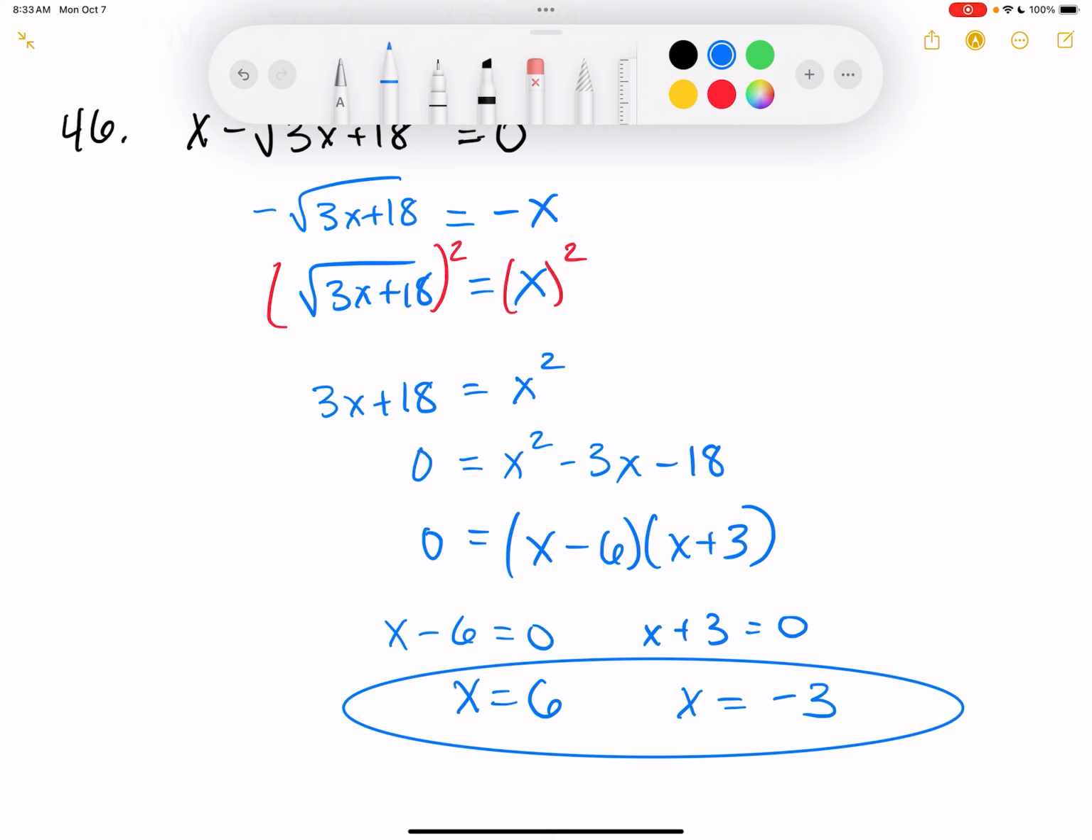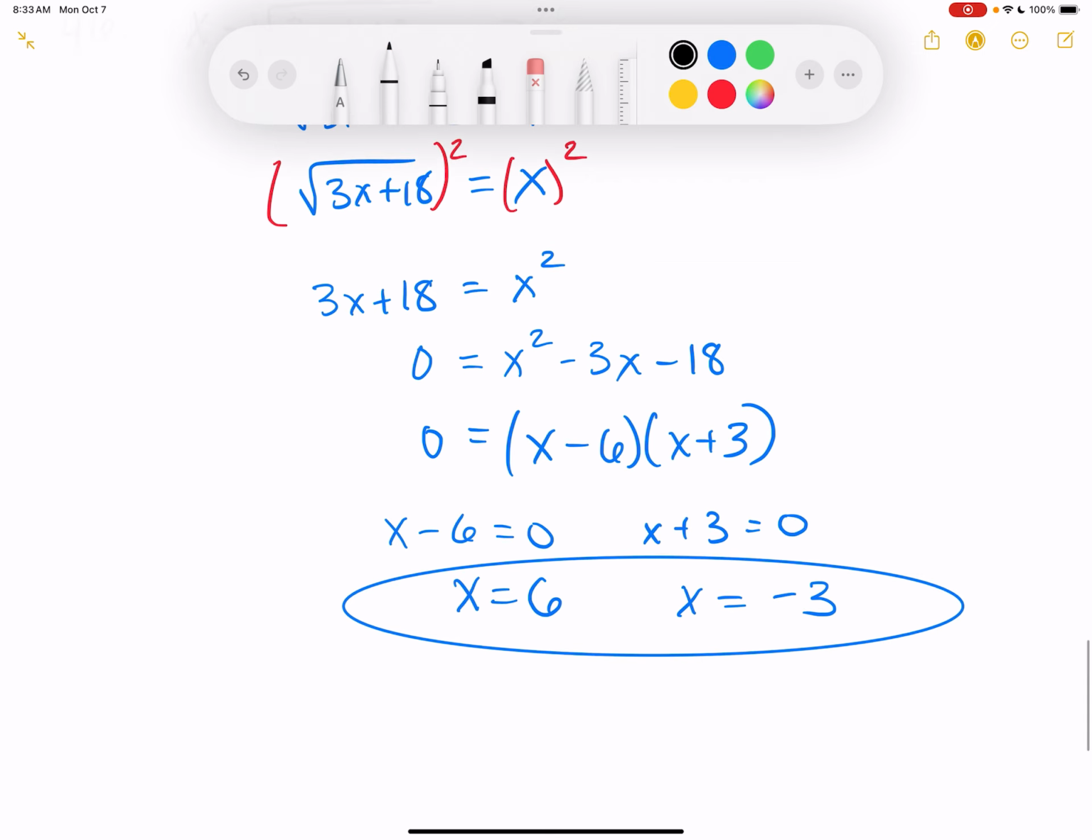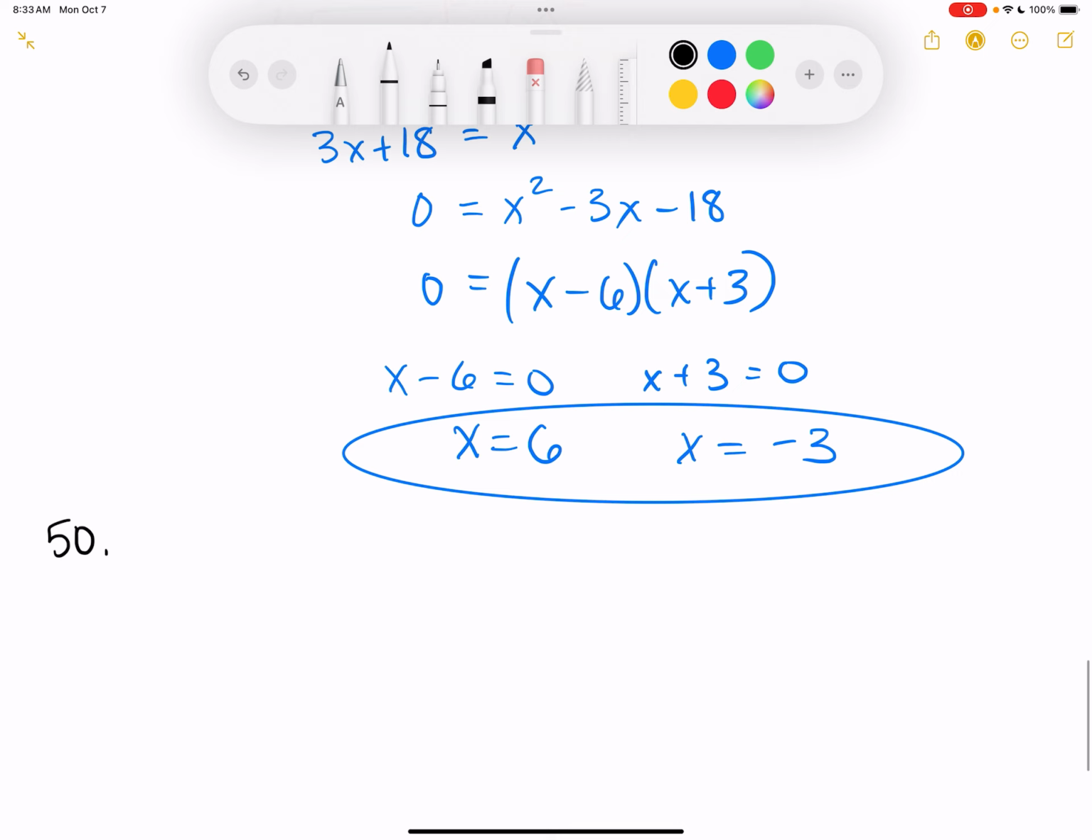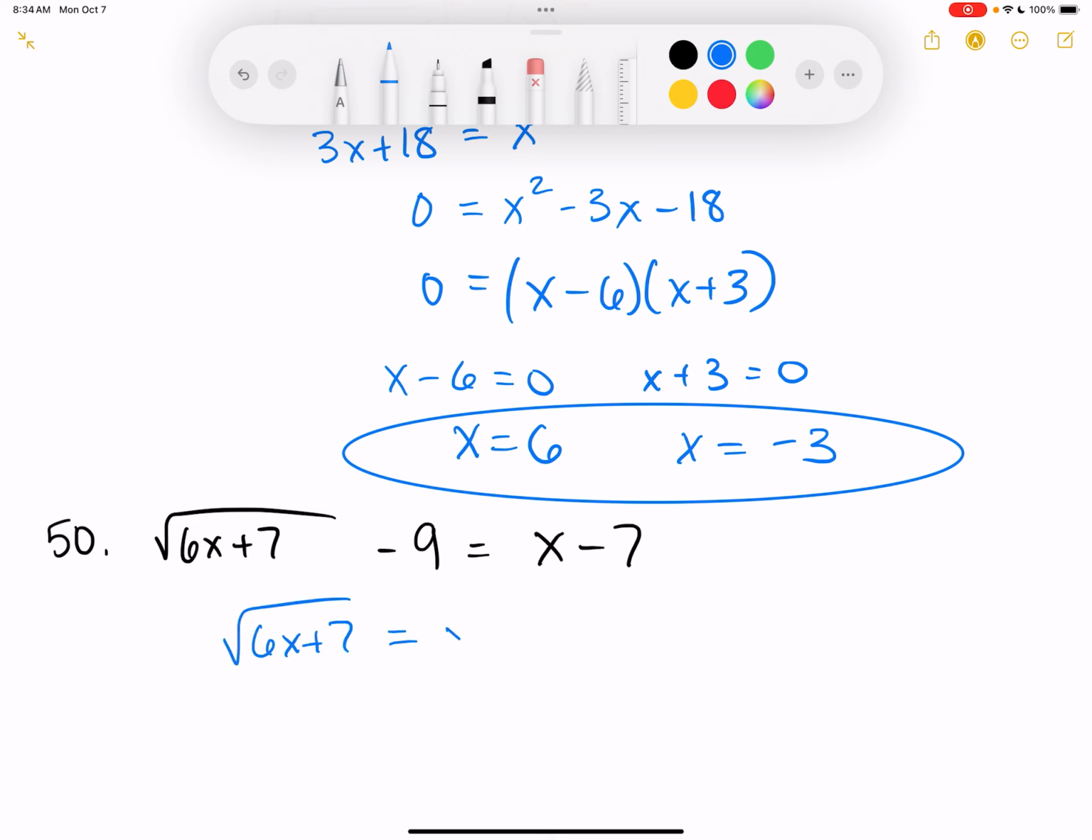All right, number 50. Square root of 6x plus 7, and then outside the square root minus 9 equals x minus 7. So if it's possible, I want to get the square root by itself. When we get to problems that have a square root on both sides, that's not always going to be possible. So just be aware of that. But in this one I can, so I'm going to move the 9 over. So I'll have the square root of 6x plus 7 equals x plus 2.